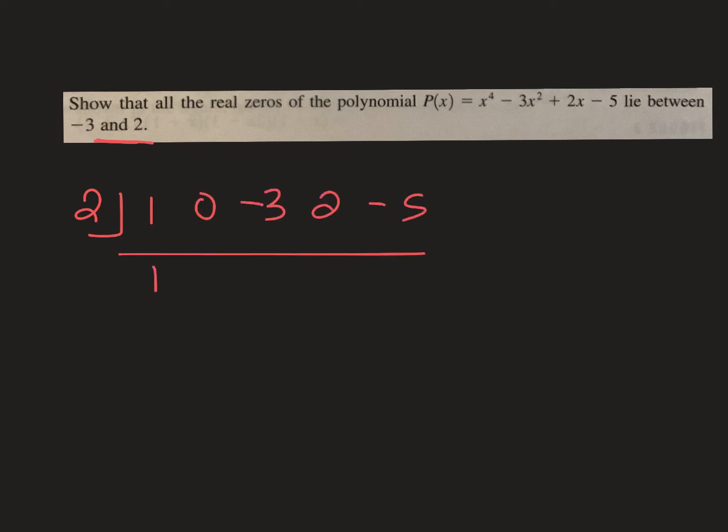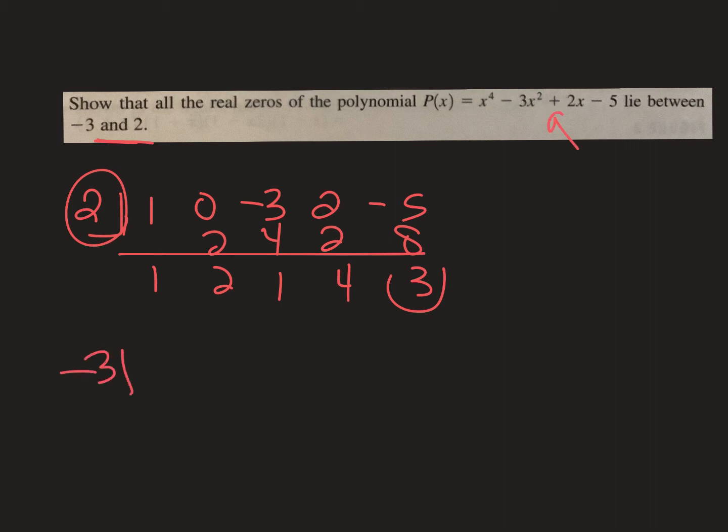I get 1, 2, 2, 4, 1, I'm flying here, 2, 4, 8, 3. And see, all the numbers are positive, which means 2 is an upper bound. There's no 0 to this. There's not a solution or not a 0 that is greater than 2.